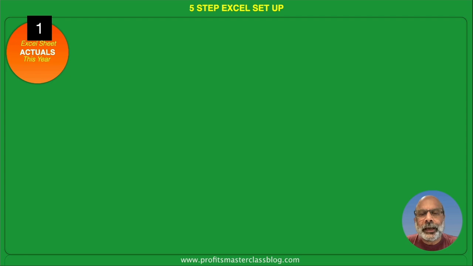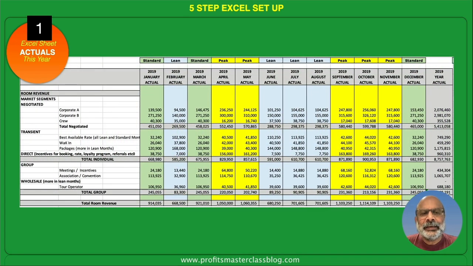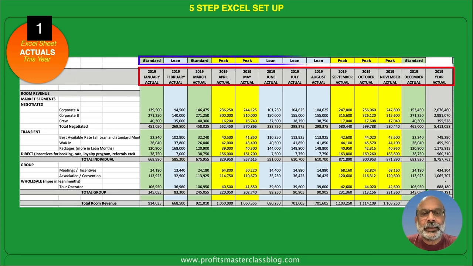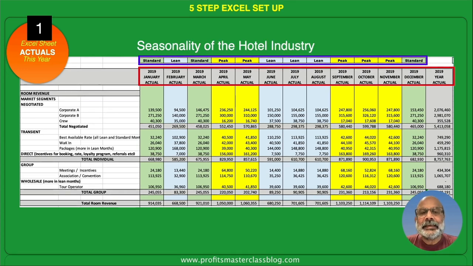Let's now take a look at what one of the sheets looks like. This is the Excel sheet for actuals of this year. As you can see, the individual months are laid out here. It reflects the seasonality of the hotel industry, which is what is stated in that row above being highlighted. We will see in detail how this seasonality on a monthly basis can be leveraged to produce powerful budget targets and then go ahead and achieve them. And then finally, of course, the building blocks of room revenue, which is market segment.